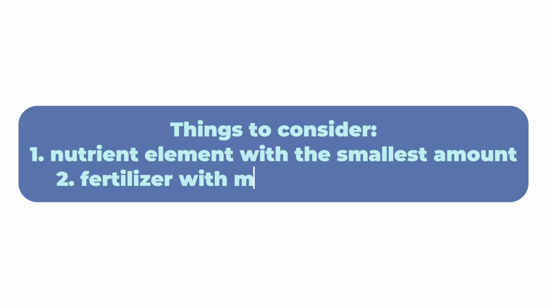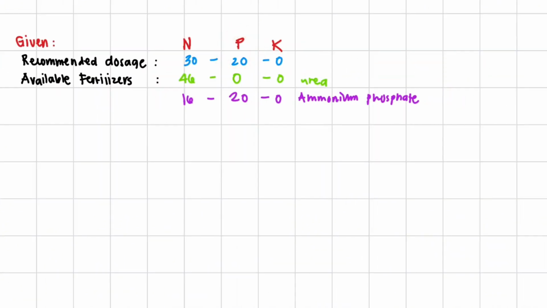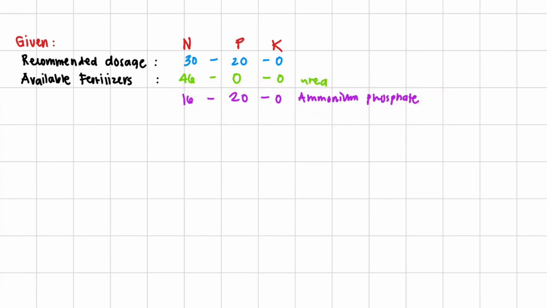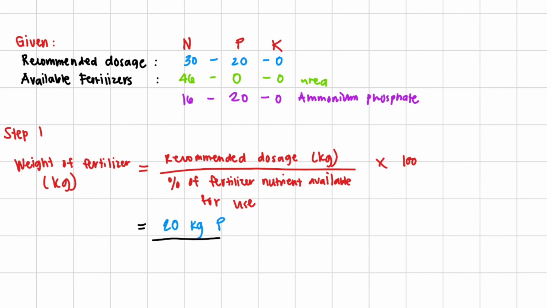First, we should solve first the nutrient of the recommended dosage that has the smallest amount to satisfy it first. And second, we should use the fertilizer that has more nutrients to solve for the weight of fertilizer needed. So in this example, we are going to solve for the phosphorus and ammonium phosphate first. 20 kilograms of phosphorus divided by 20% of phosphorus times 100, so the weight of the fertilizer is 100 kilograms.